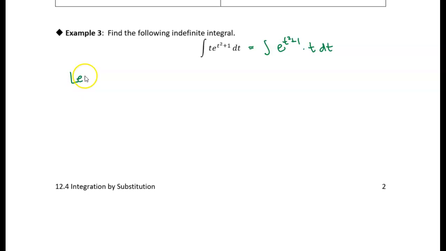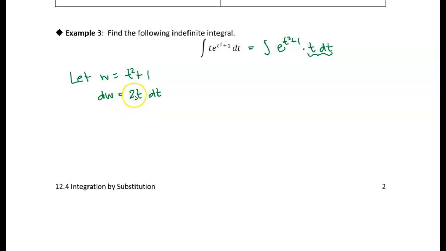I'm still going to let w be t squared plus 1. All right, so then dw, just taking the derivative of both sides, I get dw is equal to 2t dt. All right, but you can see I need to do a substitution with t dt, not 2t dt.